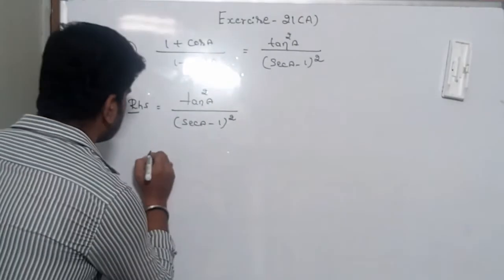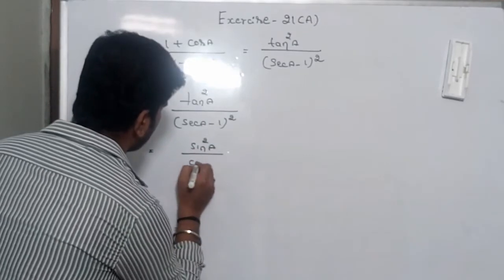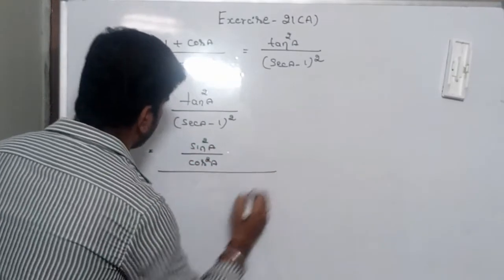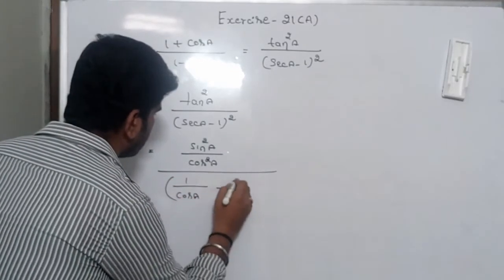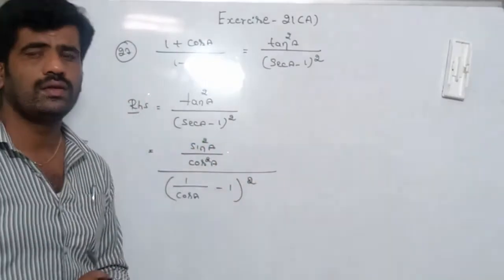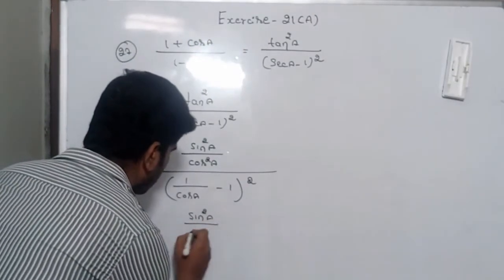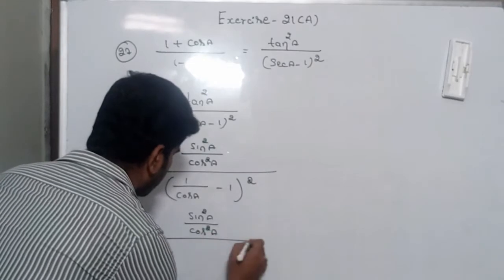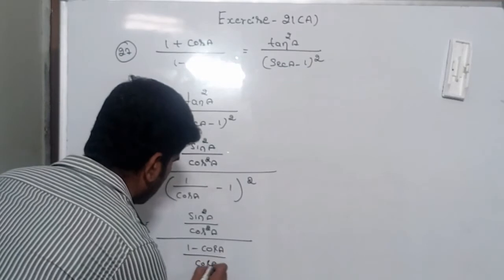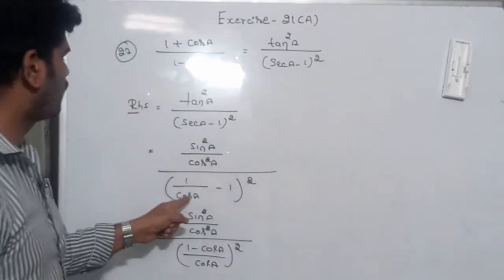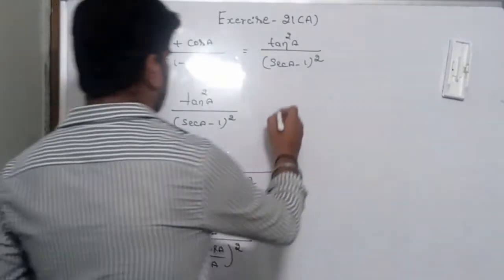Okay. So that is equal to tan square A, apply the reciprocal relation, sin square A divided by cos square A, divided by secant A, which is 1 by cos A, minus 1, the whole square. Just I applied the reciprocal relation. So then sin square A by cos square A, divided by, so 1 minus cos A divided by cos A, the whole square. Just cos is the LCM, 1 into cos A, 1 minus cos A, the whole square.